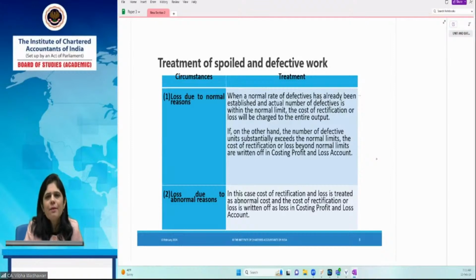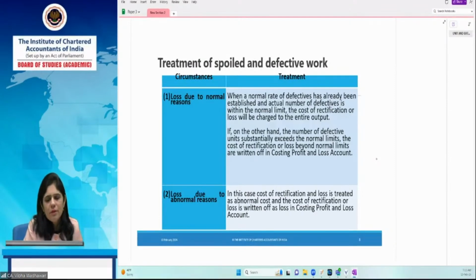Anything which is abnormal will go to costing profit or loss account. It will never be a part of cost of production, and never a part of cost per unit. Any abnormal loss, and due to this an abnormal cost, goes there.